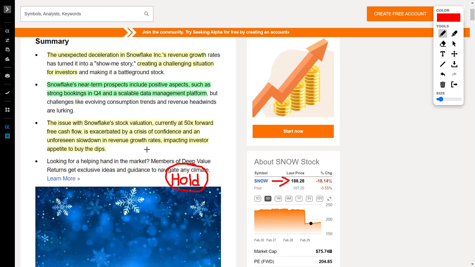But before you make any investment decision, I would highly encourage you to do your own due diligence and research before you invest into this company or any of the other companies in this news update.